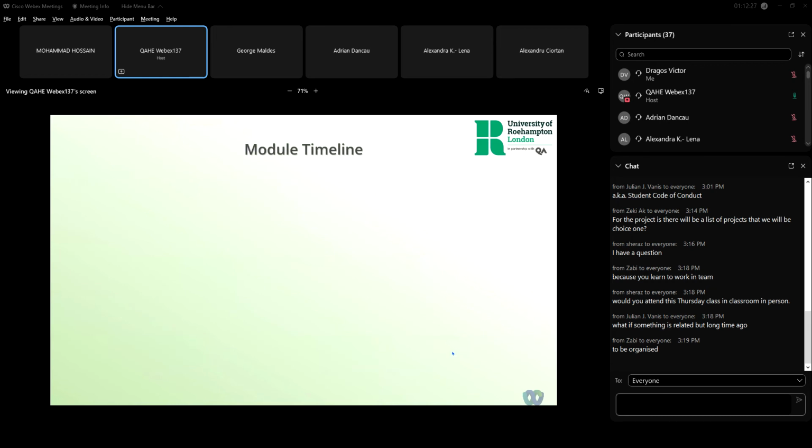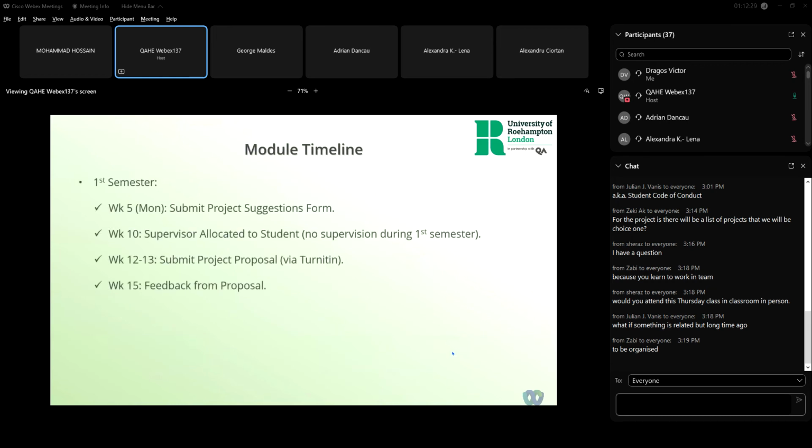Right. Now, the module timeline, right? During this semester, Monday of week 5 is the day that you submit your suggestion. So you have a month to think about it, right? You have a month to think about it.